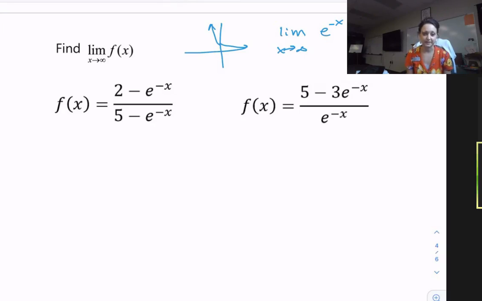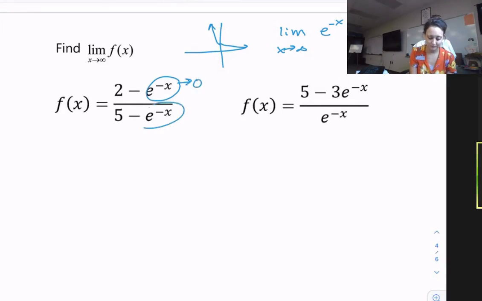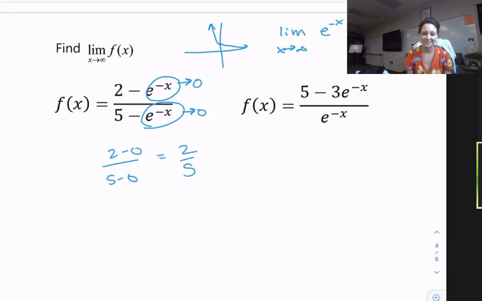If I want to take the limit as x approaches infinity, I have these e to the negative x's. I know from that graph that piece is going to go to 0 and that piece is going to go to 0. So what do I have left? I have 2 minus 0 over 5 minus 0. So I have 2 over 5 for my limit, okay?